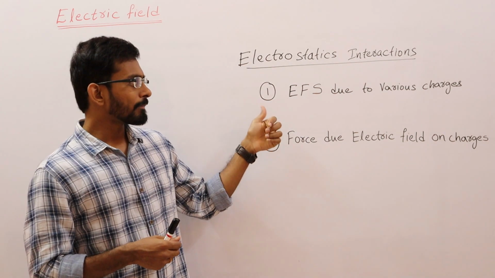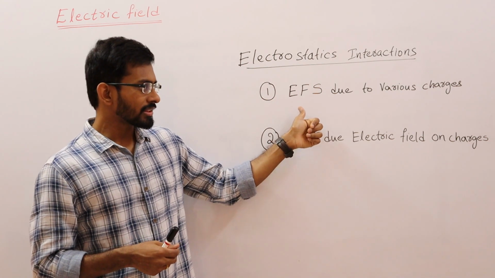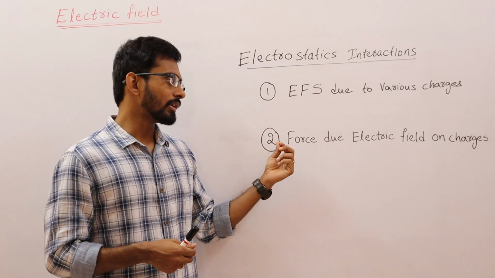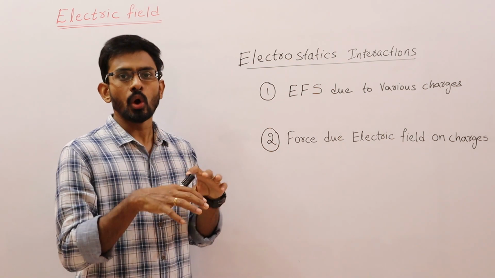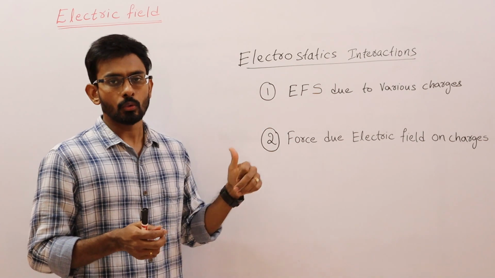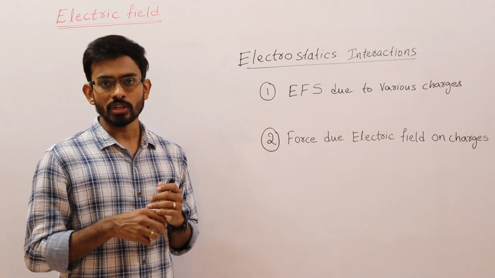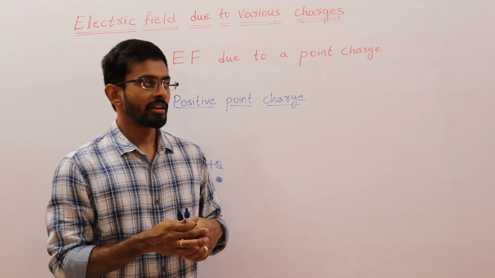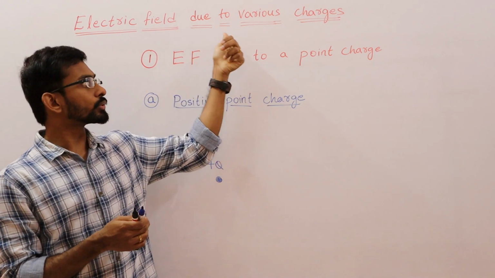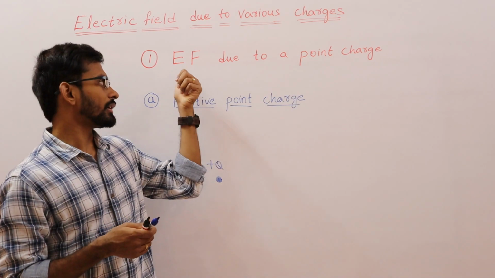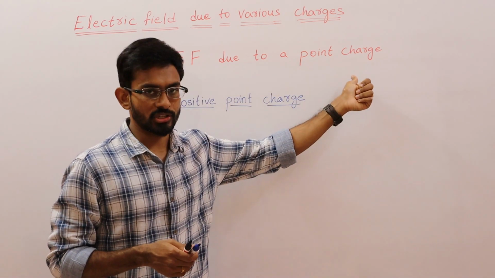So in the first step, we will calculate electric field strength due to various charges, and then in the second step, we will find force due to electric field on different charges. So in this manner, we can calculate electrostatic interactions. So now let us concentrate on finding electric field due to various charges. In that, first let us calculate electric field due to a point charge.